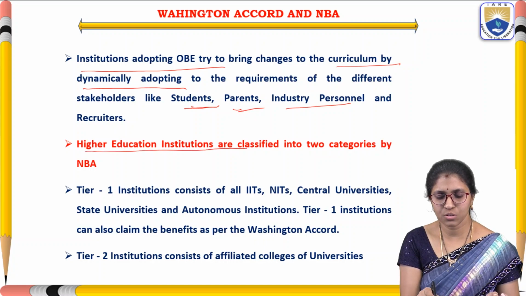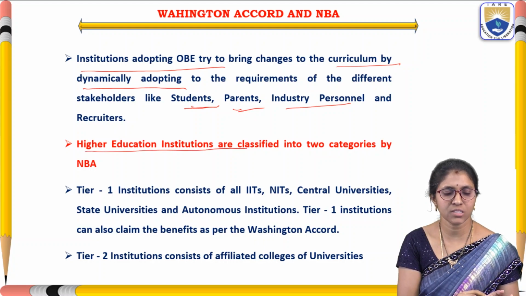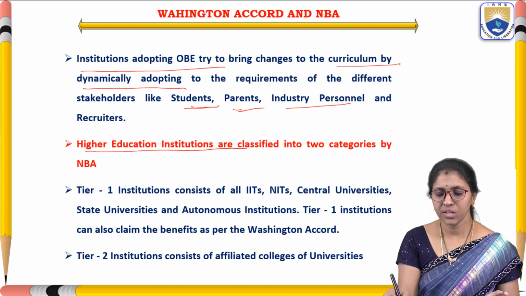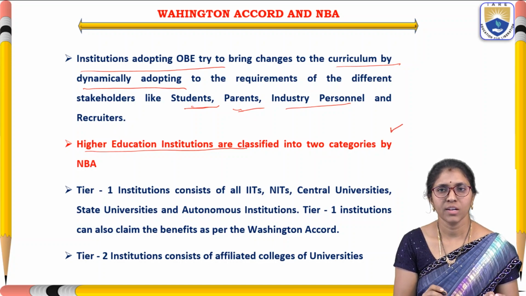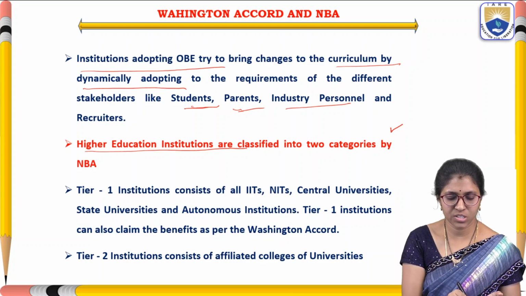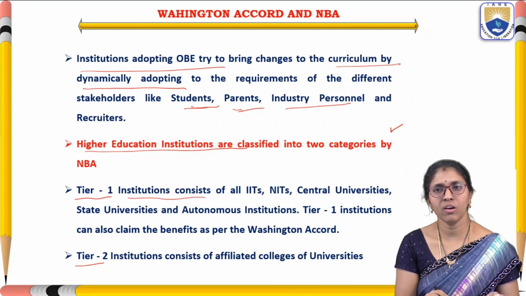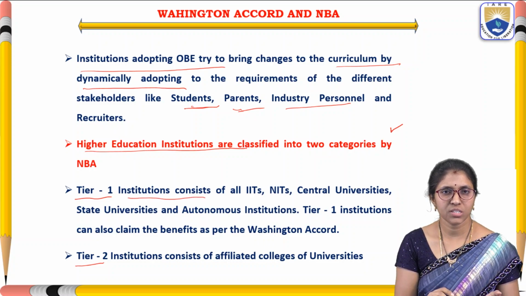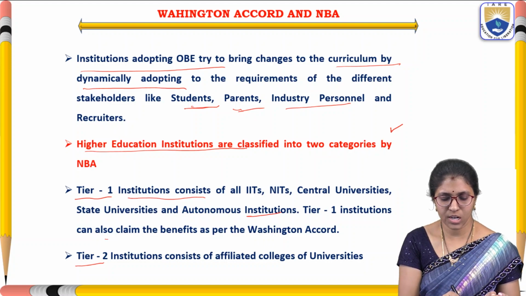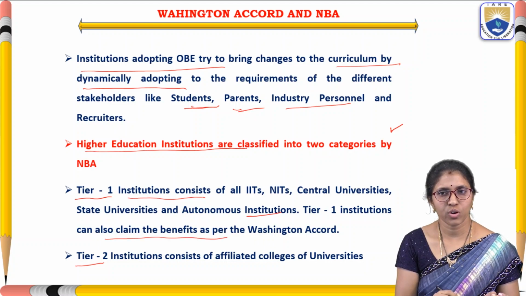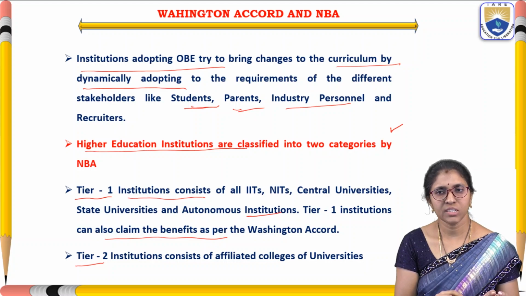The higher education institutions are classified into two categories by NBA: Tier 1 and Tier 2 colleges. The Tier 1 institutions consist of all IITs, NITs, central universities, state universities and autonomous institutions. Tier 1 institutions can also claim the benefits as per the Washington Accord.